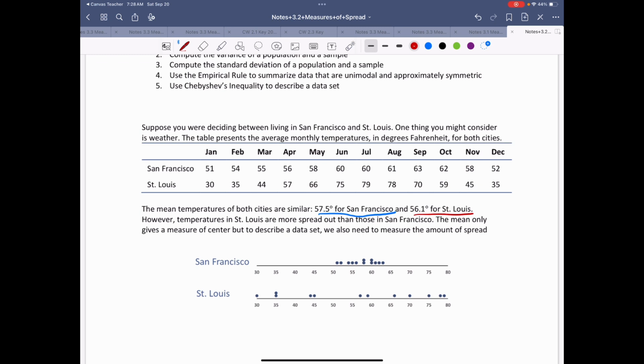The mean only gives a measure of center, but to describe a data set, we also need to measure the amount of spread. And I want you to look at the graph. Like San Francisco's mean would be roughly right there, and St. Louis would be roughly right there. But look at your dot plot and look at how close the temperatures are in San Francisco, and look at how spread the temperatures are in St. Louis. And that's what we're going to talk about today.